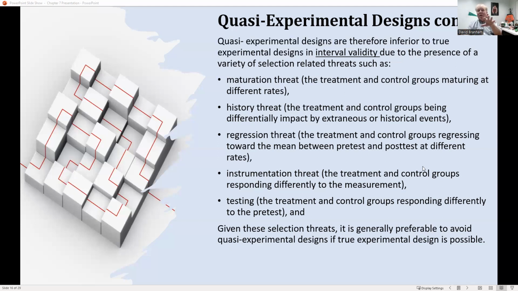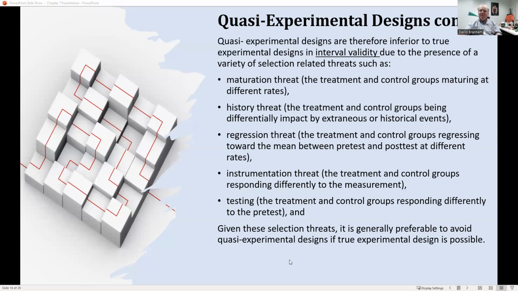Instrumentation threat, the treatment and control groups will respond differently to a measurement. That's a problem in quasi-experimental designs. And testing, the treatment and control groups responding differently to a pretest. For instance, if you have a pretest to a group and they don't do very well in the pretest, they may not want to go to the post-test, or they may not want to stay in the experiment. And we'll find out from chapter 9 that you don't have to stay in the experiment if you don't want to. People can drop out whenever they want to. And so that becomes a problem in your groups being biased because of the mortality threat that occurs.